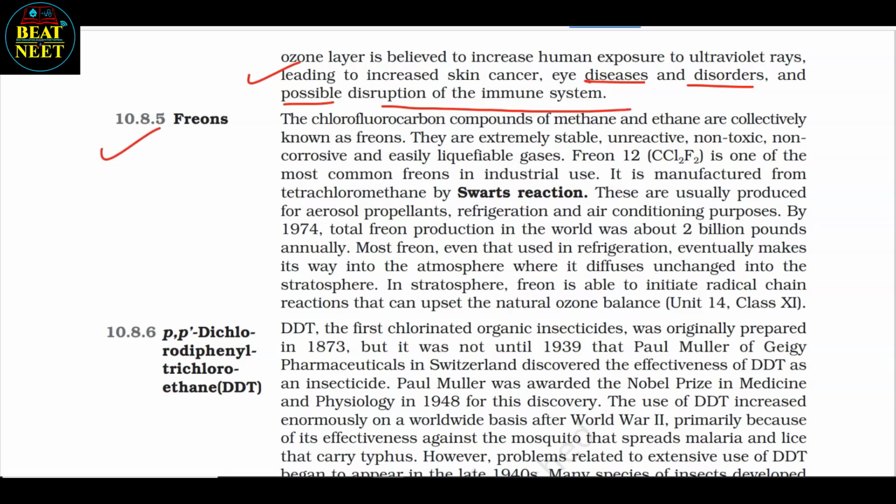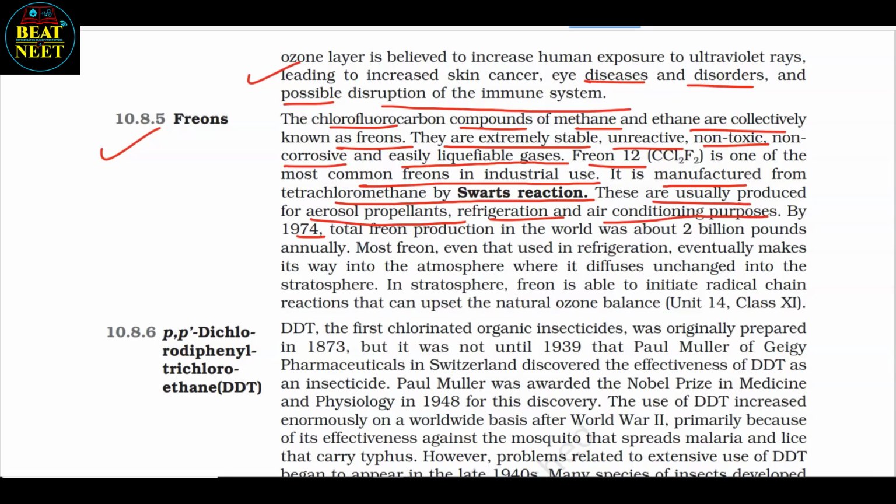10.8.5 Freons. The chlorofluorocarbon compounds of methane and ethane are collectively known as freons. They are extremely stable, unreactive, non-toxic, non-corrosive and easily liquefiable gases. Freon 12, CCl2F2, is one of the most common freons in industrial use. It is manufactured from tetrachloromethane by the Swarts reaction. These are usually produced for aerosols, propellants, refrigeration and air conditioning purposes. By 1974, total freon production in the world was about 2 billion pounds annually.